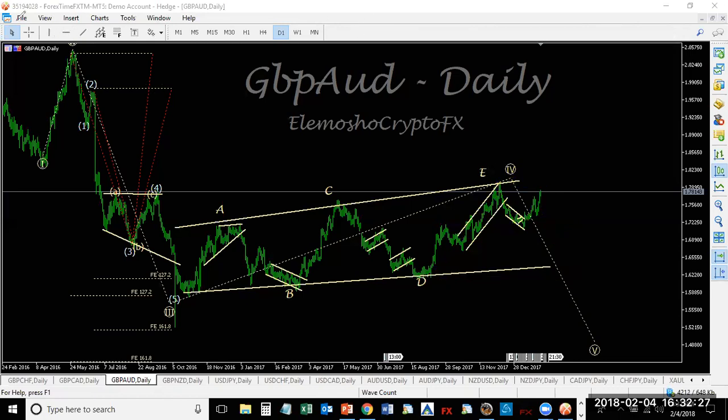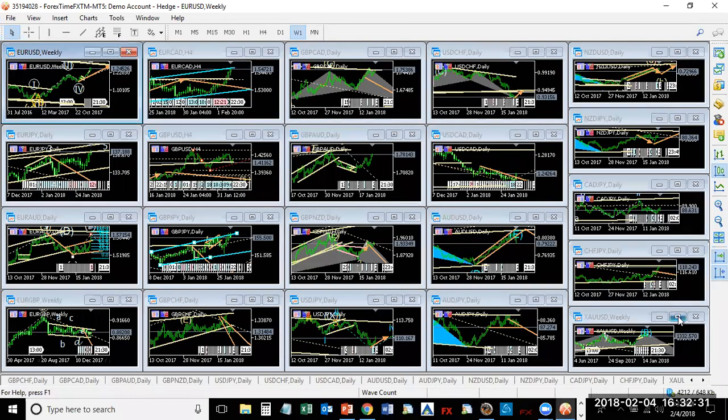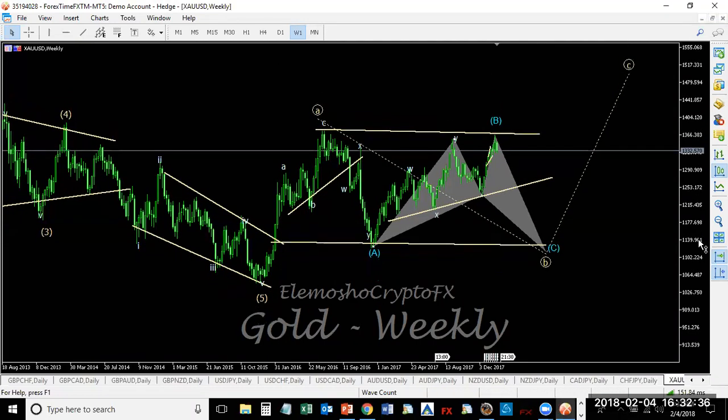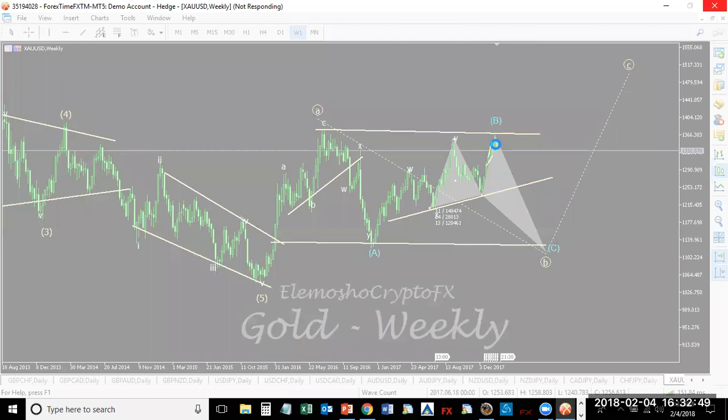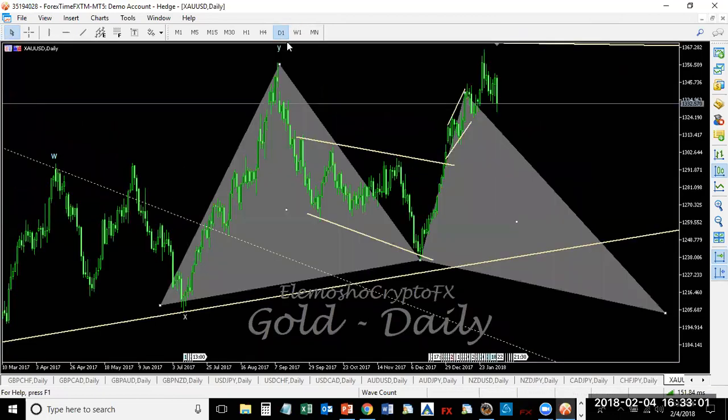Then let me go to gold. Clearly, this is the weekly time frame. And before, in the analysis I did on this, I was expecting that price is not going to go that low, and it may do something like this, which was the Gartley pattern that I showed you guys before, and on the daily time frame, it will be clear by the time I go there.